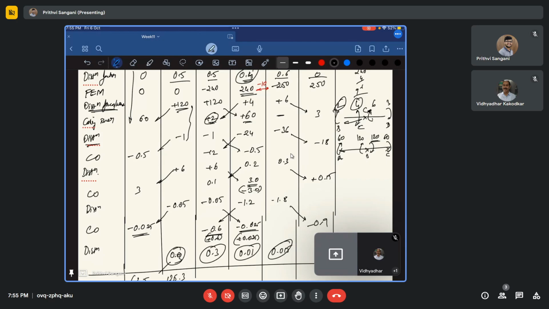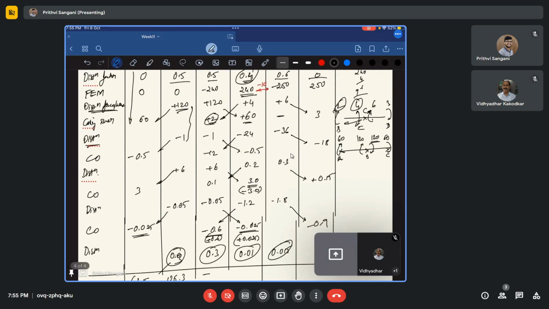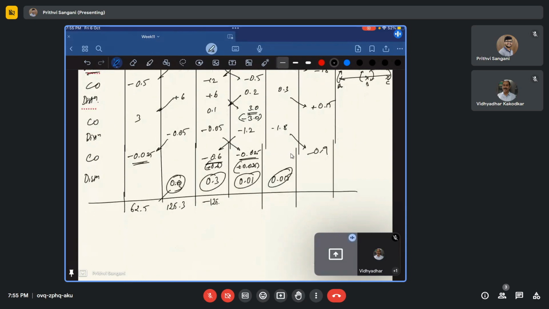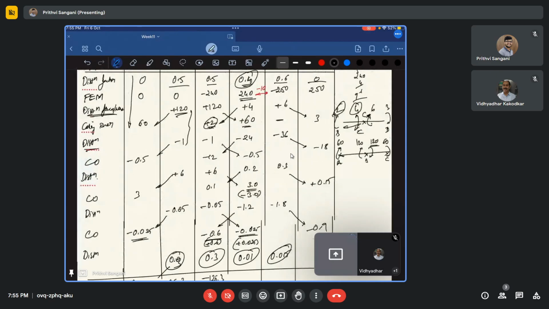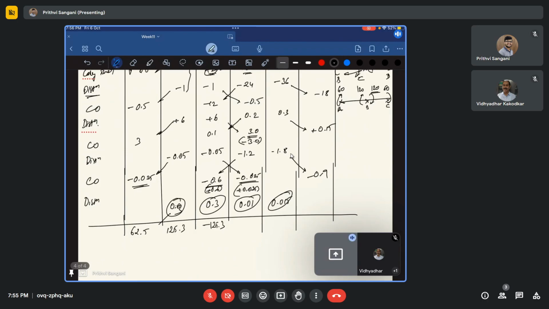127 minus 12 and minus 6, then plus 3. So this is going to be minus 125.3. Okay, and then 240 plus 4, 244 plus 60. 244 plus 60 is again what is this? 304 minus 24 plus 3 minus 6. So this will be around 281.5. Okay, and this is again minus 281.5, and this is 234.